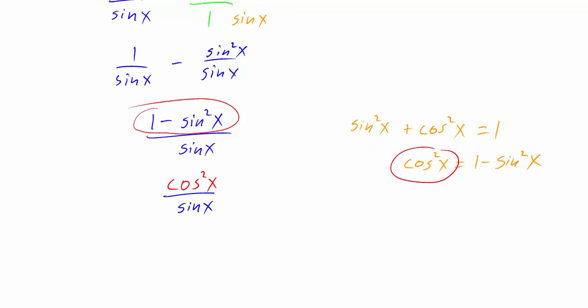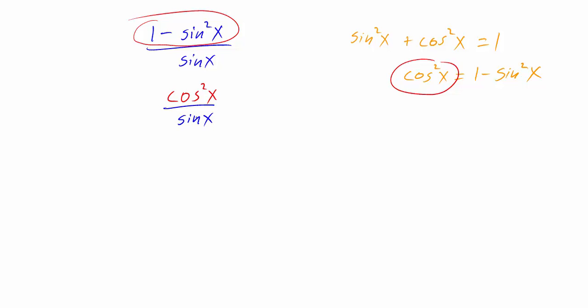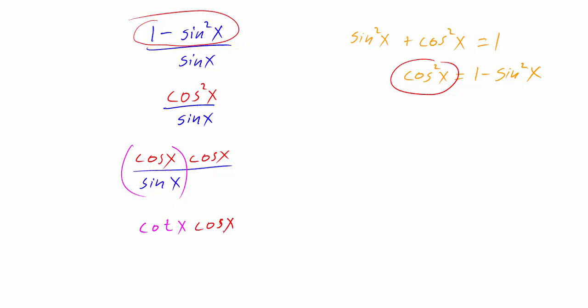And once again, we could possibly stop here, but if we want to get rid of the fraction, to get rid of the denominator here, we could split the cosine squared into cosine x multiplied by cosine x. And then if we have this over sine of x, then we would have cosine over sine, which would be the cotangent of x multiplied by the remaining cosine of x.